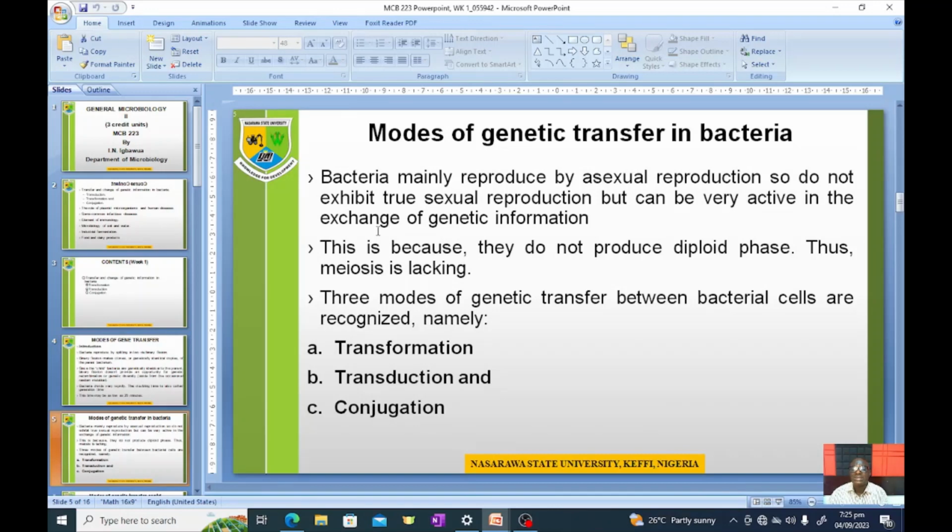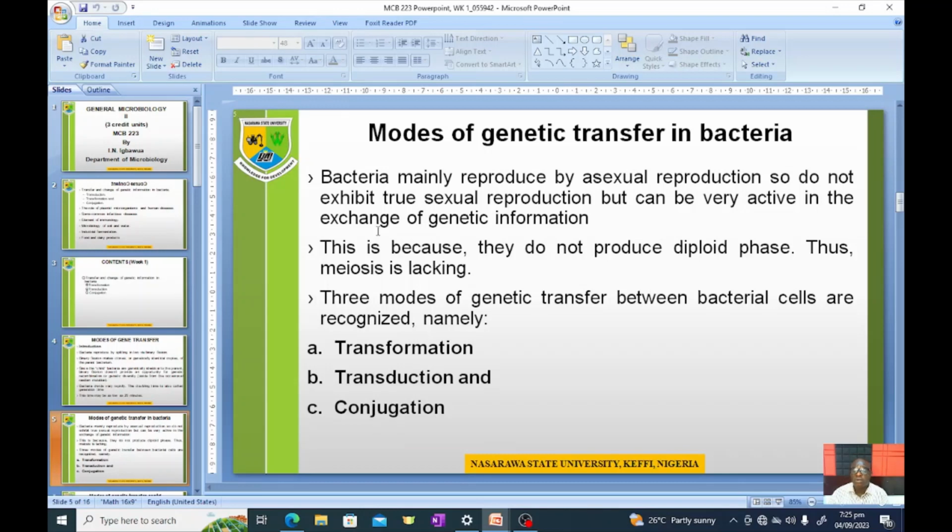Bacteria, in considering modes of genetic transfer, reproduce by asexual reproduction, such that they do not exhibit true sexual reproduction, but can be very active in the exchange of genetic information. This is because they do not produce a diploid phase and therefore no meiosis. Remember the meiosis and mitosis in your elementary biology.